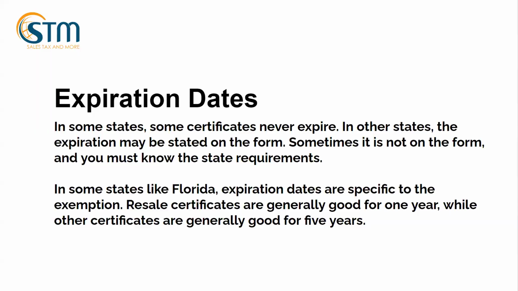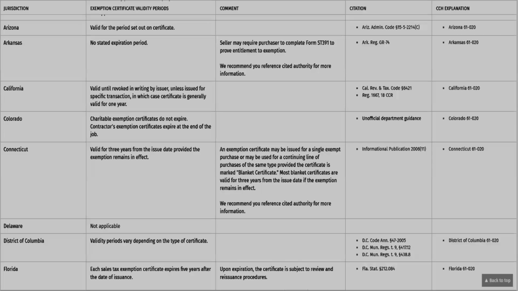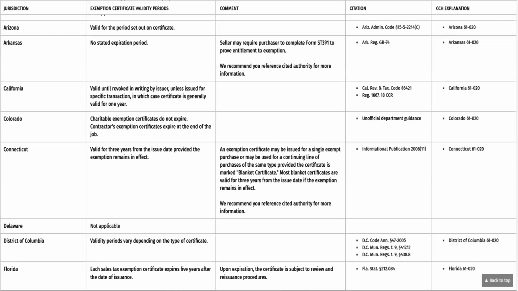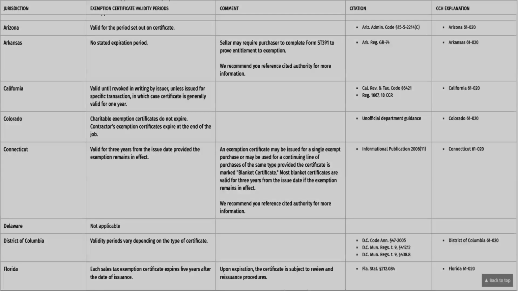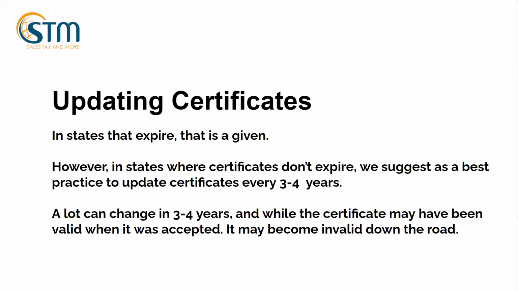So expiration dates are very, very important. Here's a list, and I think Ellie's got this as a handout. This talks about the expiration periods for certificates. We've talked about updating certificates in states that expire, where it's actually written on the certificate what the expiration date is, pretty much a given. In states that don't have it written on the certificate, you've got to know what the rules are, and you've got to know when someone gave you that certificate and update it when it does expire.